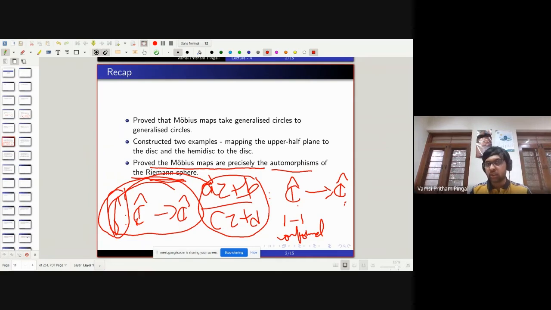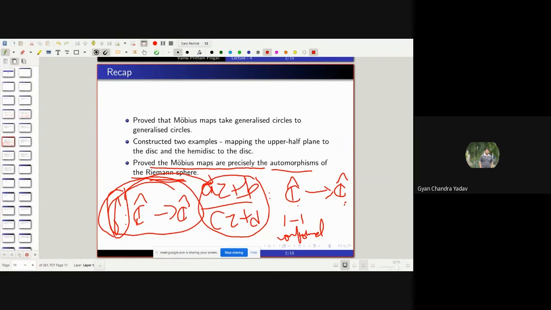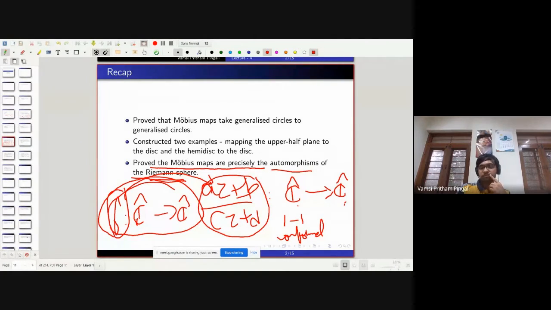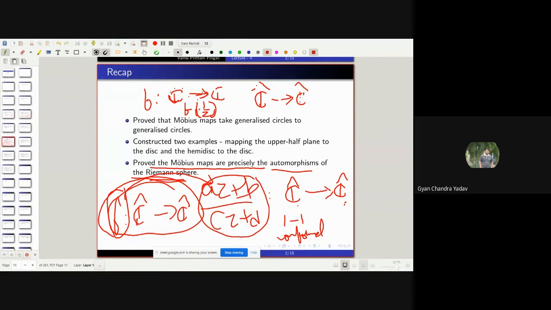Sir, here automorphism means bijective and analytic map. Yeah, basically. Except that when you talk about analytic maps from the Riemann sphere to itself, what you actually mean is meromorphic functions from C to C that are one-to-one, such that f of 1 by z is also a one-to-one meromorphic function.